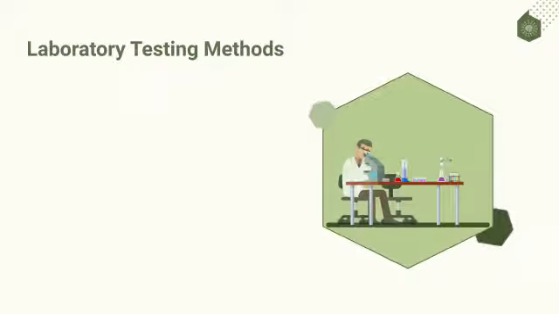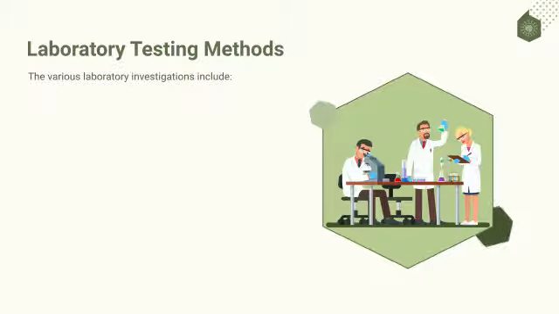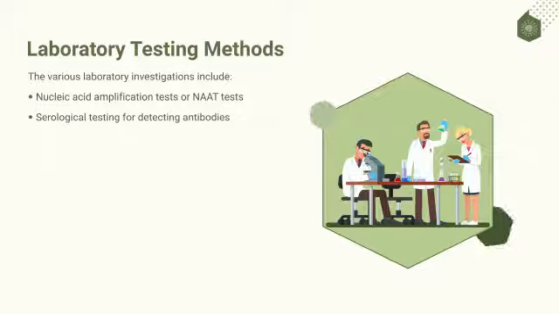We have learned about the diagnosis, diagnostic criteria, and the investigating methods for patients. Let's now look at the various laboratory investigations. Nucleic acid amplification tests, or NAAT tests, by real-time reverse transcription polymerase chain reaction, or RT-PCR, for COVID-19 to check for evidence of viral load indicating active infection. Serological testing for detecting antibodies, viral sequencing, and viral culture.